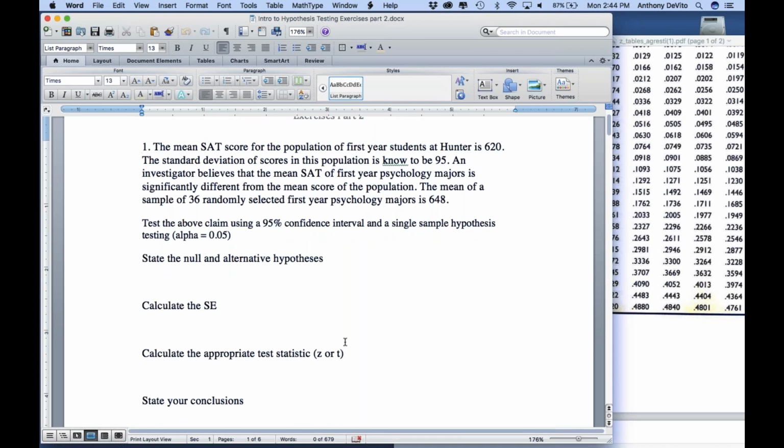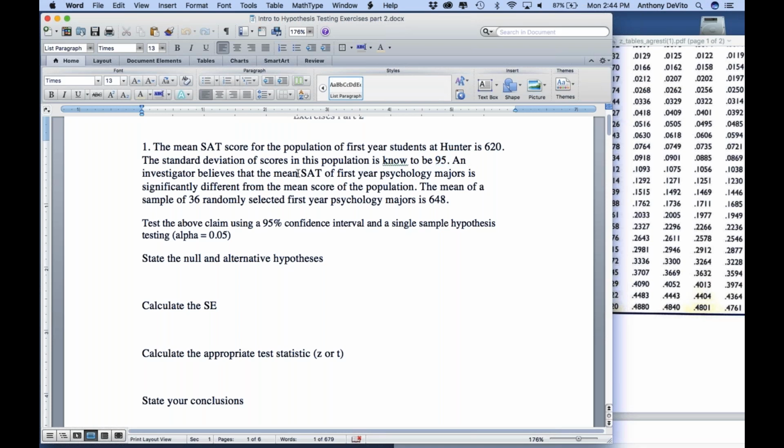The SAT score for a population of first-year Hunter students is 620. The standard deviation of scores for this population is known to be 95. What do we know here? We know the population mean is mu. Mu is 620. The standard deviation is known to be 95. This is an example that we worked out before. We're just looking at the confidence interval before. Now we're going to set this up as a hypothesis test.